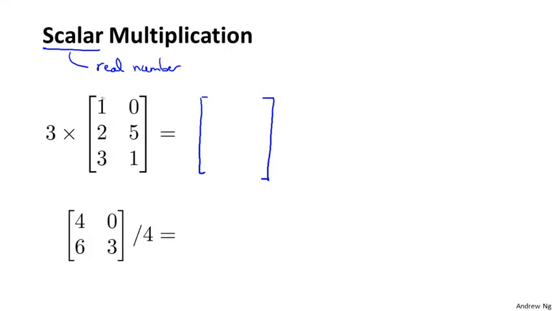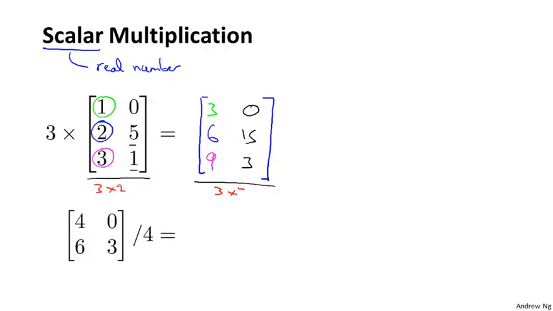So 1 times 3 is 3. 2 times 3 is 6. 3 times 3 is 9. 0 times 3 is 0. 3 times 5 is 15. And 3 times 1 is 3. And so this matrix is the result of multiplying that matrix on the left by 3. And you notice again, this is a 3 by 2 matrix, and the result is a matrix of the same dimension. Both of these are 3 by 2 dimensional matrices.